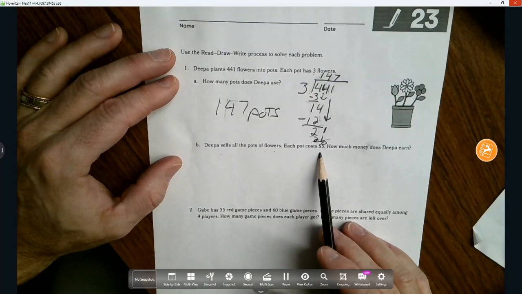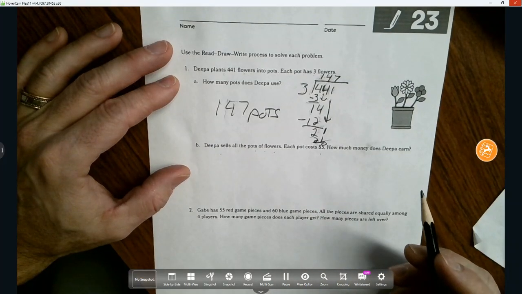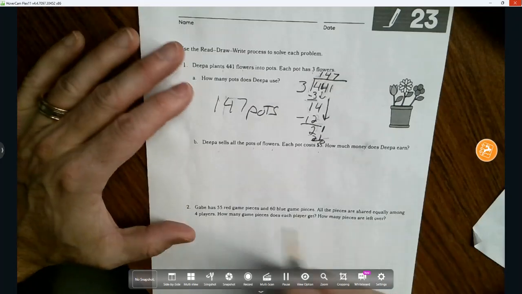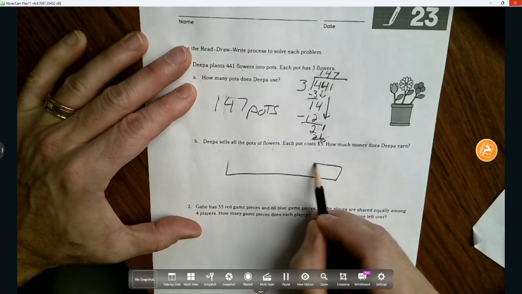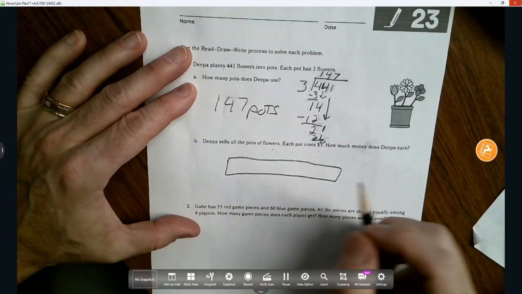All right, now it says, Deepa sells all the pots of flowers. Each pot costs $5. How much money does she earn? Well, we're going to do this one a different way. Sorry, parents. We're not doing it the old school way. We're going with the other way.